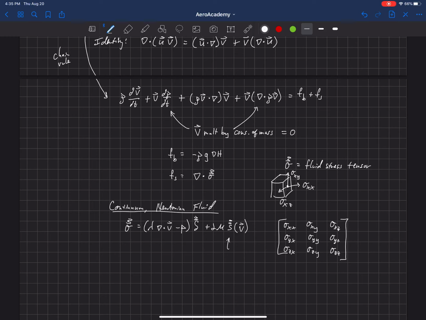So this is the strain rate tensor. Mu is what's called the viscosity of the fluid. Delta is the Kronecker delta. That just means that those terms that are multiplied by it only appear on the diagonal of this stress tensor. And then lambda up here is what's called the coefficient of bulk viscosity.